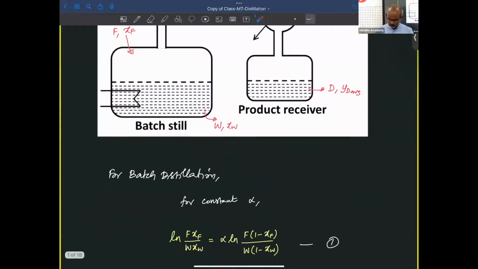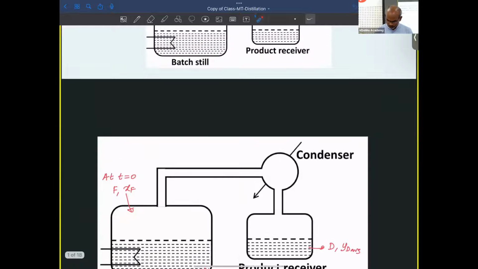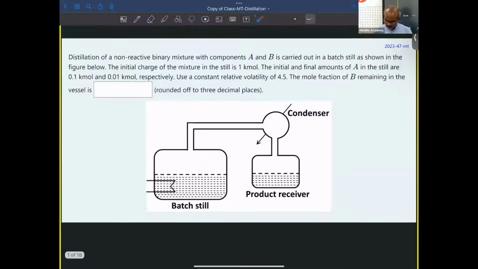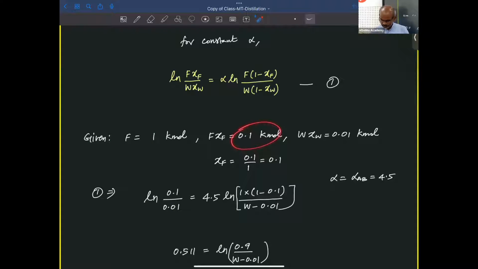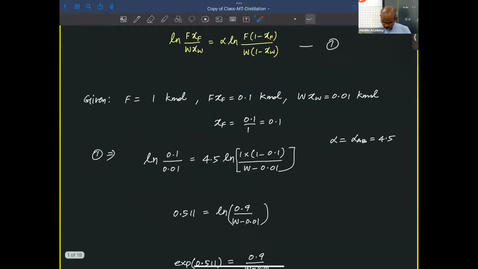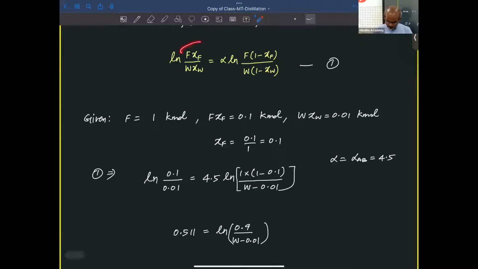Now, what is given? F is 1 kmol, and we know F into XF, the amount of A in the charge initially, and W into XW is 0.01 kmol. So we have WXW, FXF, and XF also available. From what is available, let us substitute. FXF, WXW, and F are known, only W is unknown. What about this XW?